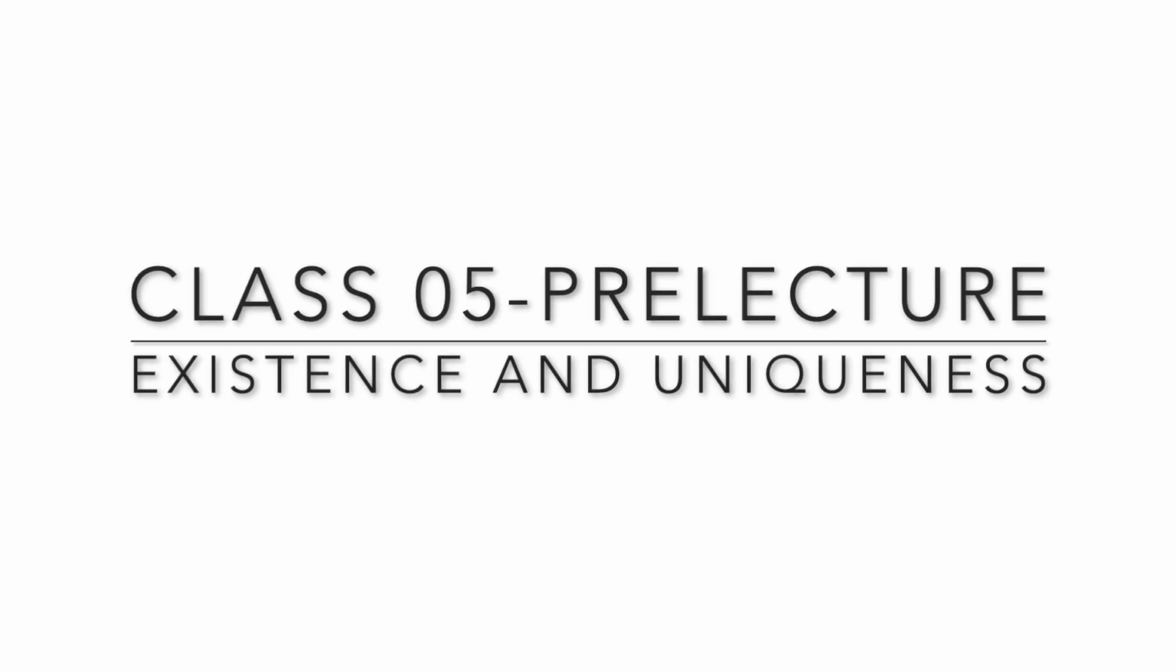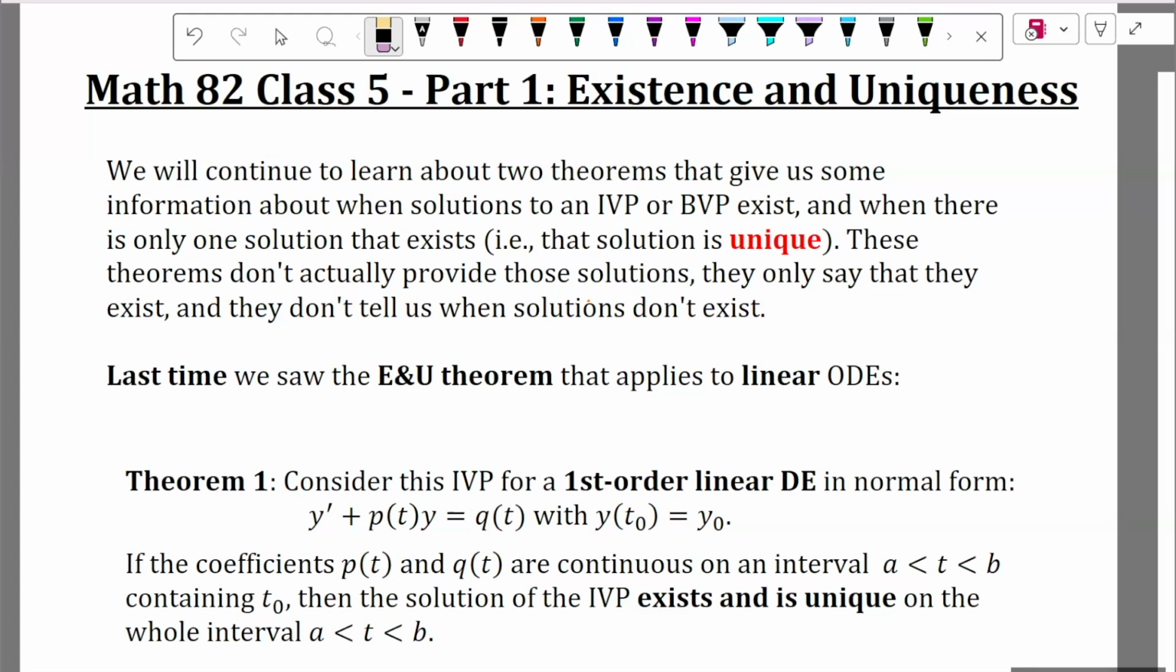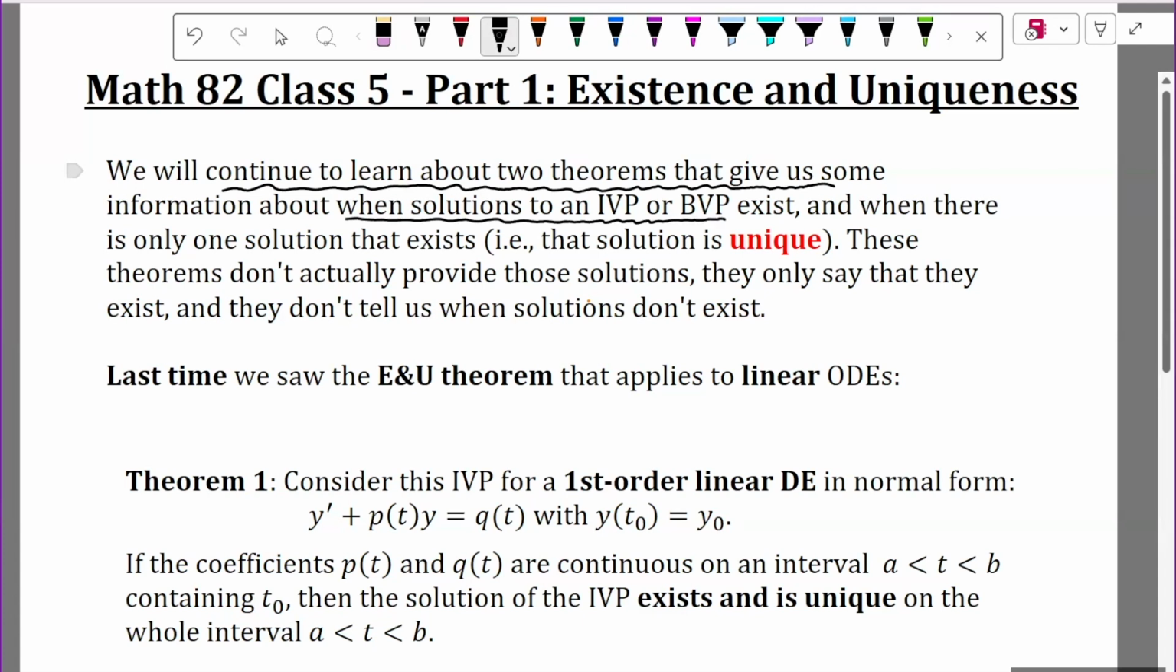For this video, go to the first page in your notes outlines for Lecture 5, and we will start there. In this video, we are going to continue to learn about two theorems that give us some information about when solutions to an initial value problem or boundary value problem are going to exist. And if that solution exists, we need some guarantee that there is only one solution. That is, the solution is unique.